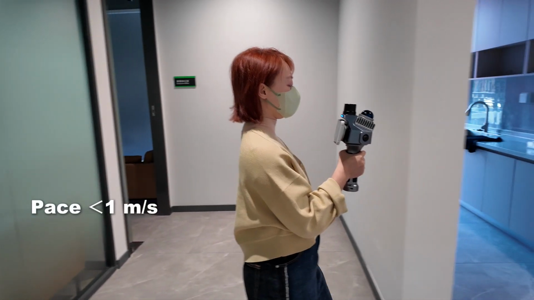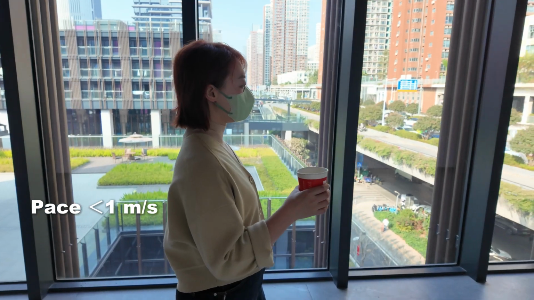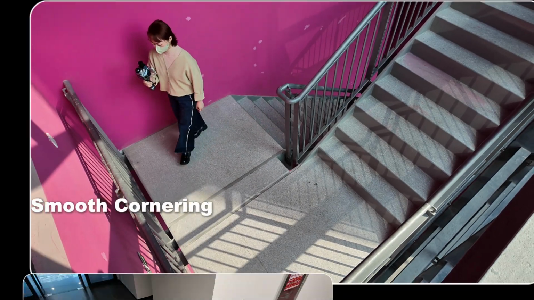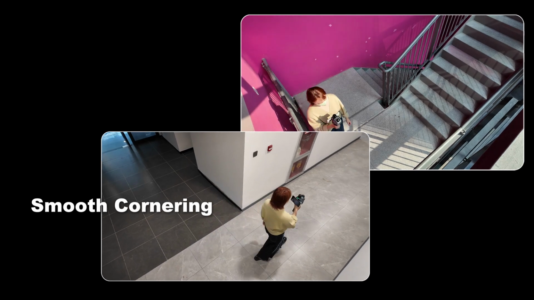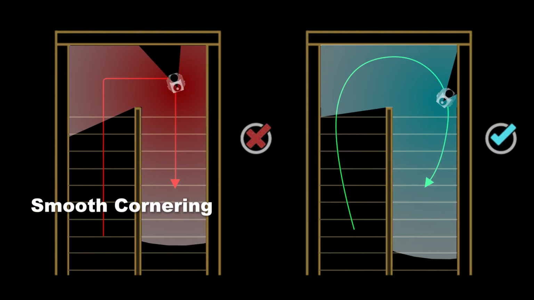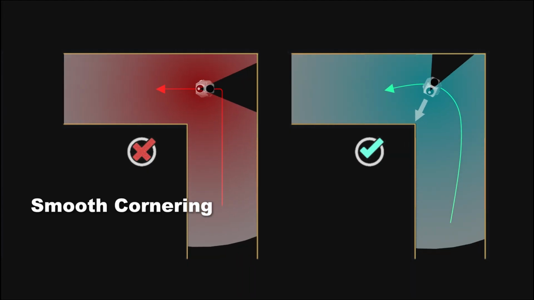Keep your pace steady, staying under 1 meter per second. Imagine you are walking while balancing a nearly full cup of hot coffee. When turning corners in hallways or on stairs, slow down even further. In narrow passages, face the scanner toward the inner corner and take a wide, smooth turn. Avoid sharp 90-degree pivots.